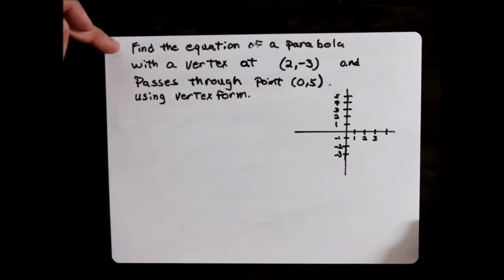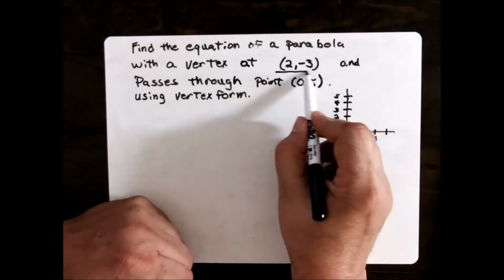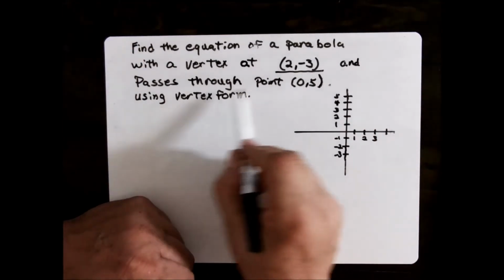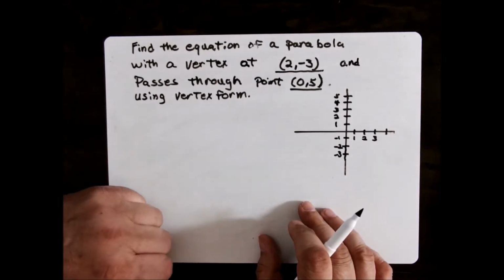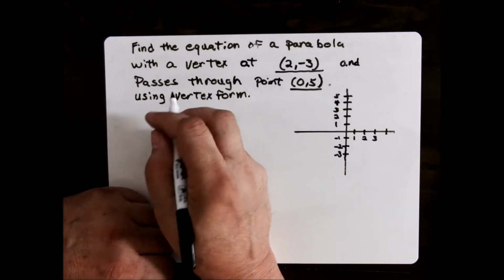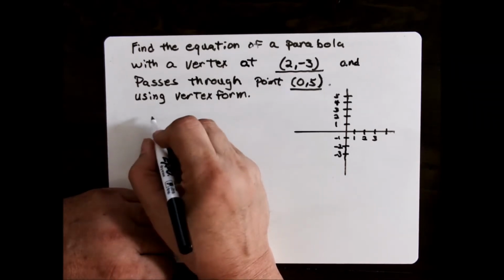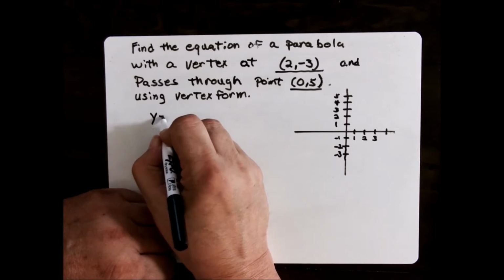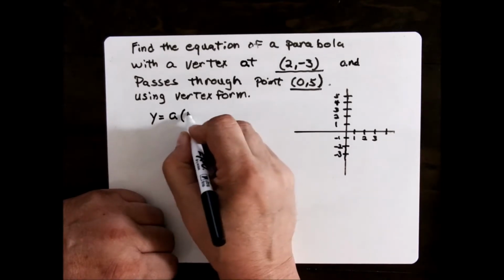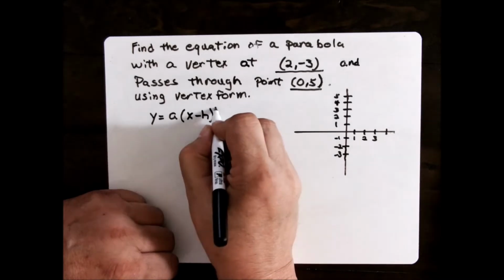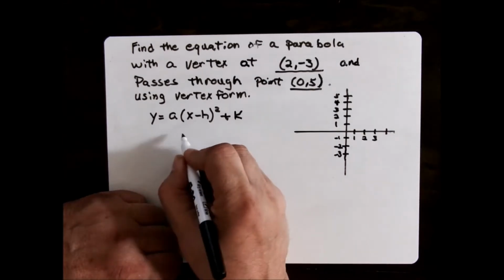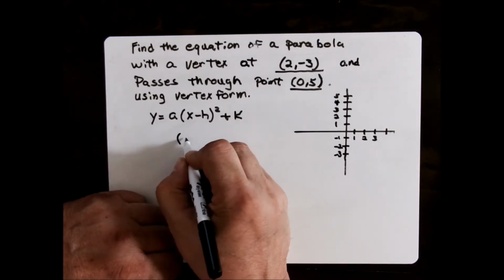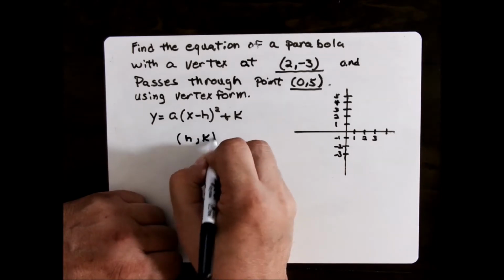In this example, we're going to find the equation of a parabola with a vertex located at (2, -3) and passes through the point (0, 5). And we want to use the vertex form. If you remember the vertex form from classroom or a separate video, the vertex form is y equals a times (x minus h) squared plus k, where the vertex is located at (h, k).